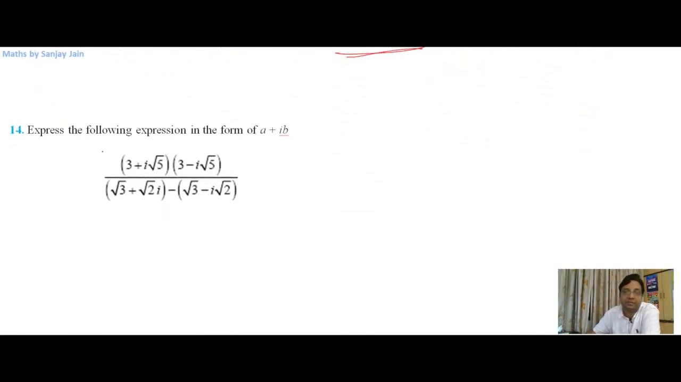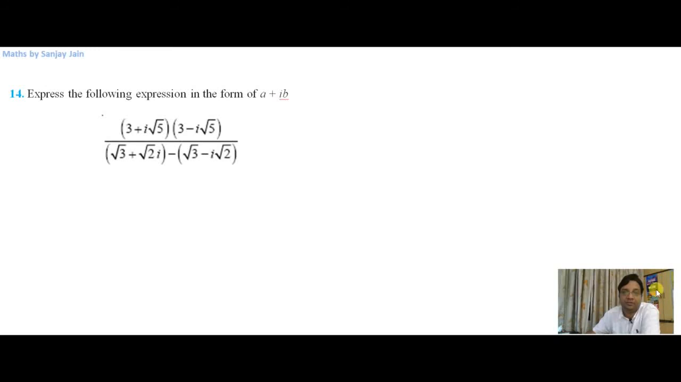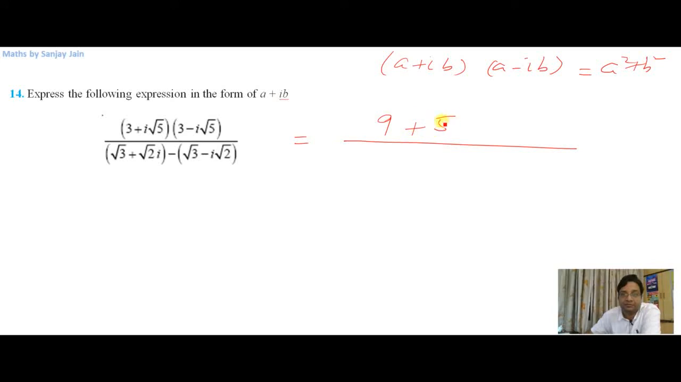Express the following expression in a plus iota b form. This is what we have been doing. So I am writing the numerator directly as a plus iota b into a minus iota b form, so I'll write it as a squared plus b squared. The numerator is a squared, that is 9, plus b squared, that is 5.